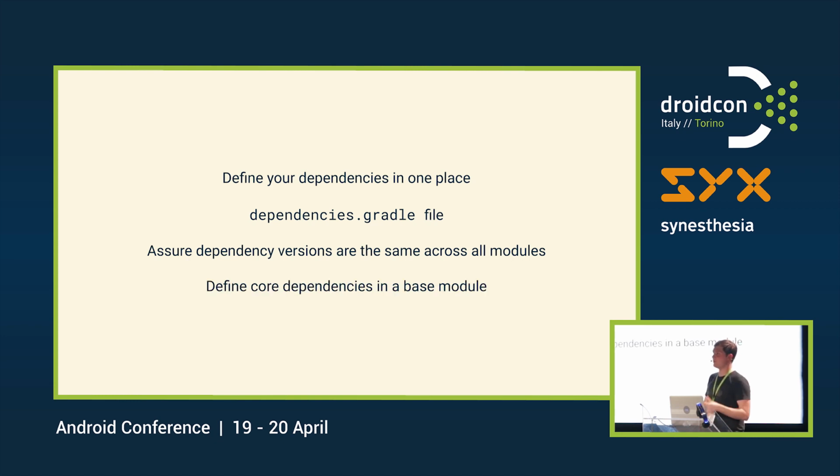Also, if you have core dependencies, so if you, for example, use RxJava everywhere, then maybe it's something that you don't want to redefine in every single module, so you might make it part of some base module where you share that as an API dependency.